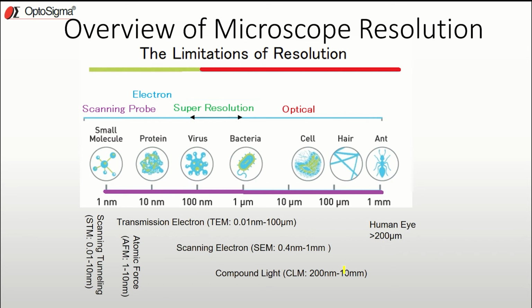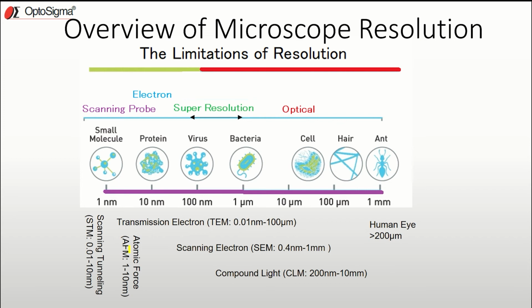To see things that are smaller, like bacteria and cells, you would have to transition to a compound light microscope. With that, you can see things that go down to maybe 200 nanometers. Keep that number in mind because it has some significance. As you go to smaller and smaller things, you get into electron microscopy, like the scanning electron microscope, which has quite a large range from 0.4 nanometers up to a millimeter. You have transmission electron microscopy, which is actually 0.01 up to 100 microns.